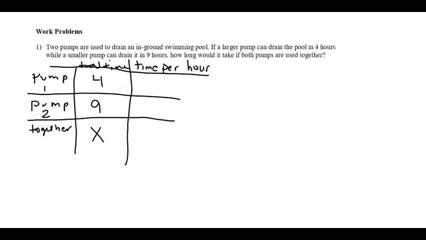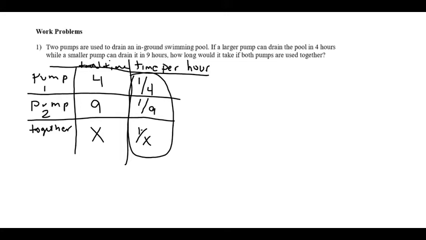Now, per hour, pump 1, if it takes 4 hours total, can drain 1/4 of the pool, not 1 out of 4 gallons. But pump 2 takes 9 hours to drain the pool. So in 1 hour, it can drain 1/9 of the pool. Now together, we don't know how long it'll take, but it'll do 1 out of X. And actually, this last column here, this is going to be your equation.